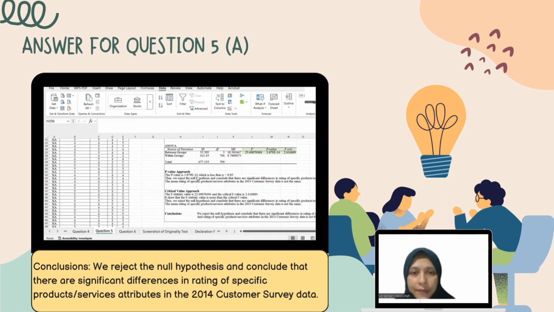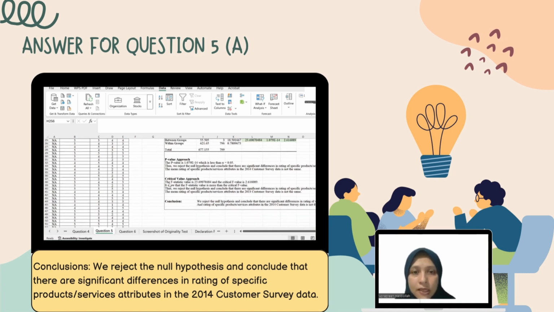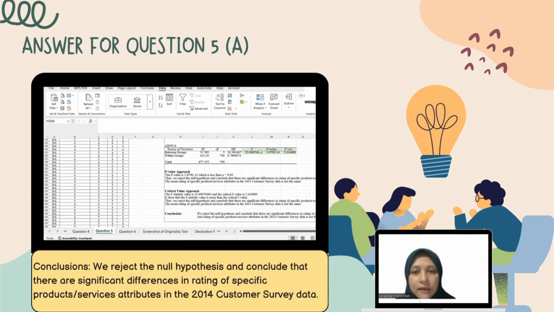This is the answer. For the p-value approach, the p-value is 1.079e-14, which is less than alpha 0.05. For the critical value approach, the F statistic value is 23.69070484 and the critical F value is 2.616089. It shows that the F statistic value is more than the critical F value.